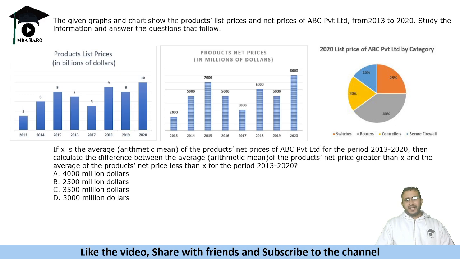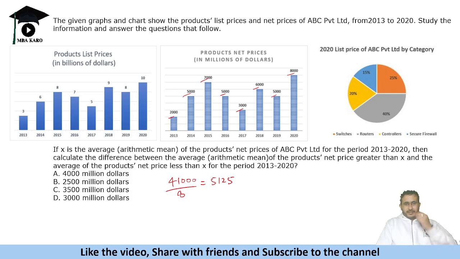If X is the average of the product's net prices of ABC Private Limited for the year 2013 to 20. Okay, so net prices का average मांग रहे हैं. So 2, 5, 7, 14, 19, 22, 28, 33, 41. 41,000 by 8 is 5125.